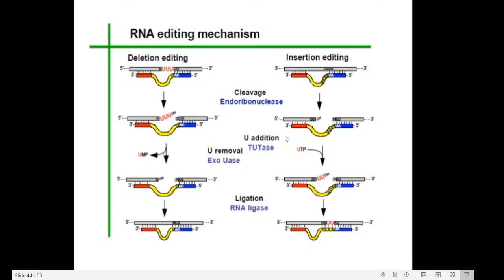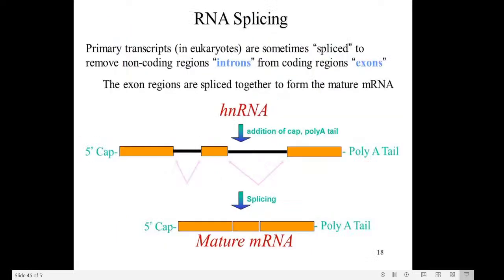Then removal of U sequences is caused by exoUase. Another one is the addition of U, which is done by TUTase. After the addition and deletion, we want to close the gap. For the closing, we add the RNA ligase.